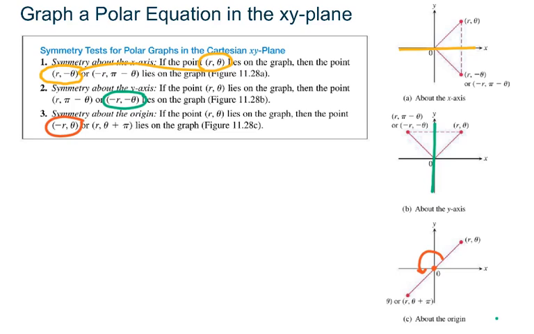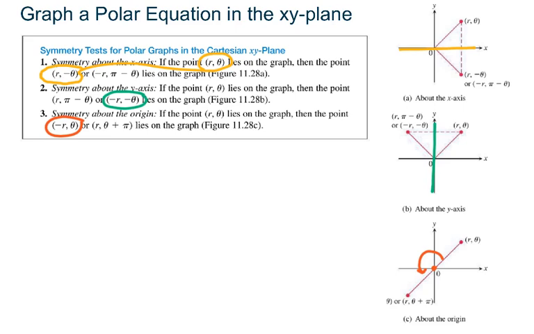Okay, so we'll talk about that when we get to the example, but essentially you have to say, well, what happens when I plug in a negative r or a negative theta, and will it still give me the exact same equation? And you have to think about that considering all of the possibilities.